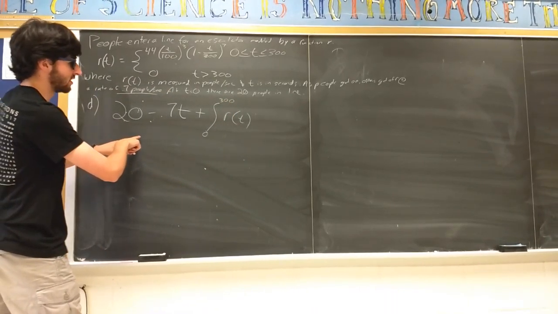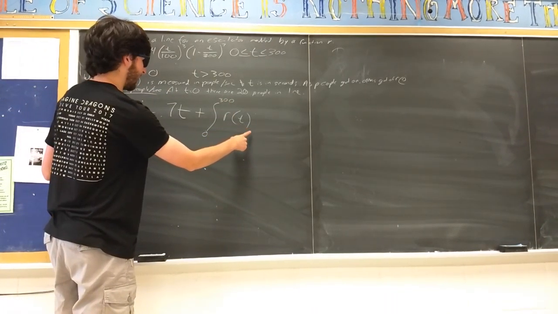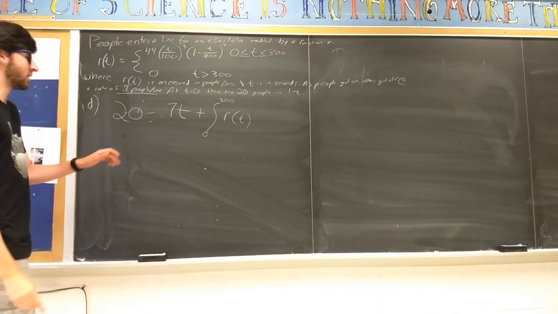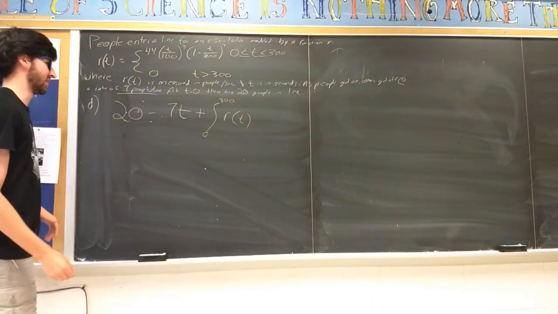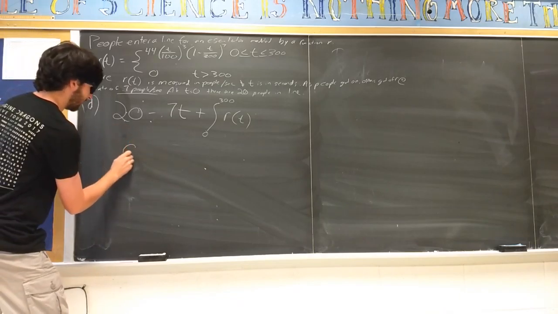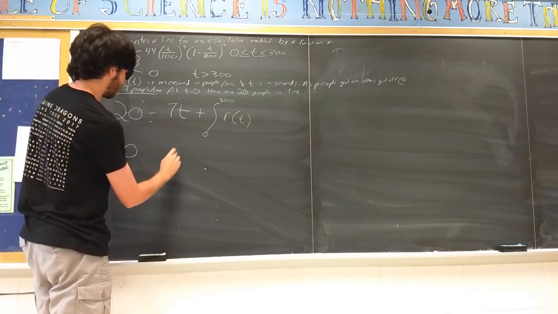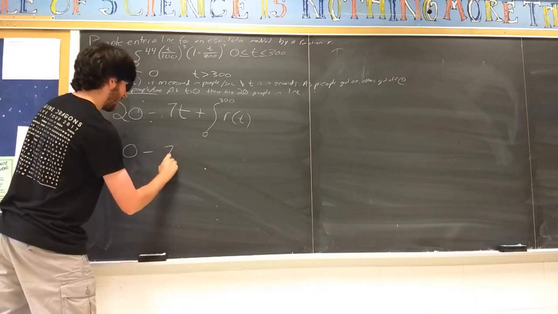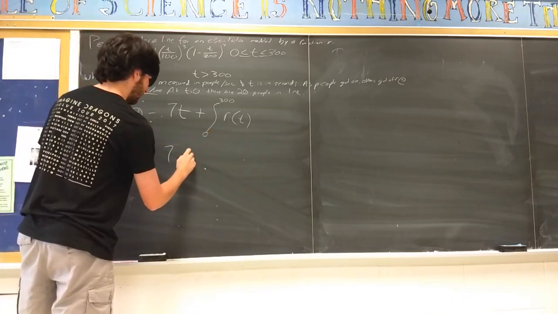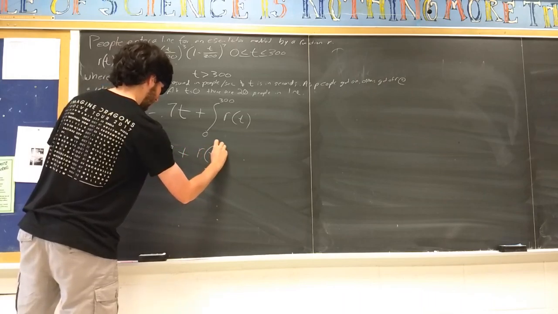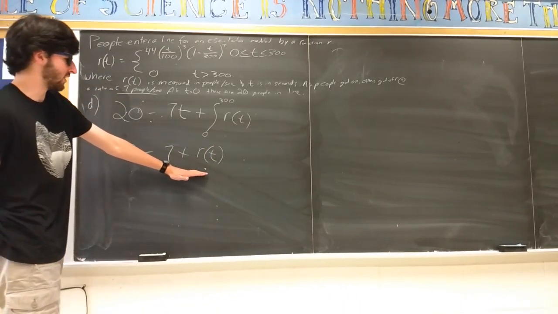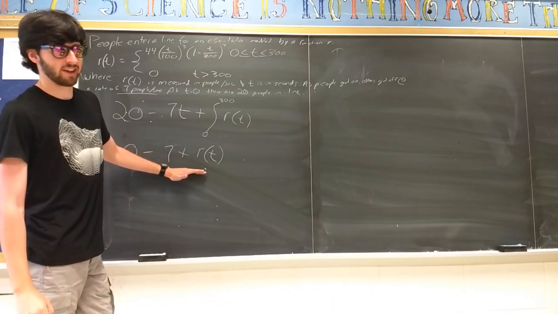So this is our equation for how many people are on the escalator at any given time t. What we do is take the derivative of this and set that equal to 0. The derivative of a constant is 0, the derivative of negative 0.7t is negative 0.7, and the derivative of the integral will just be r of t. So this is our equation that we're going to plug into our graphing calculator.